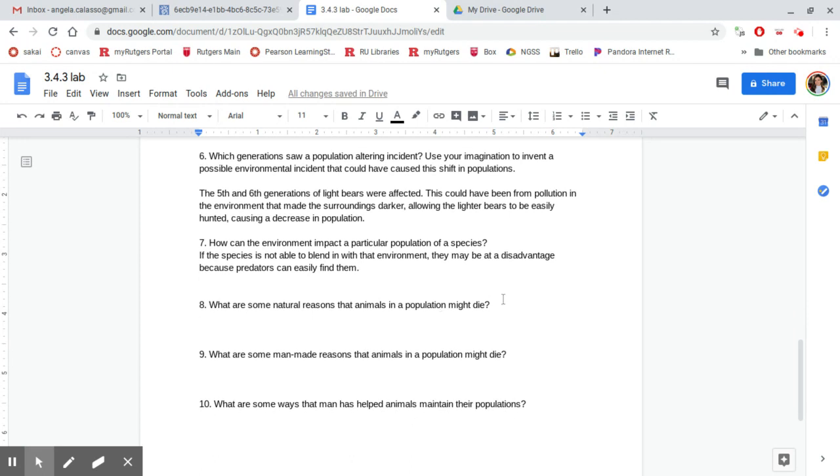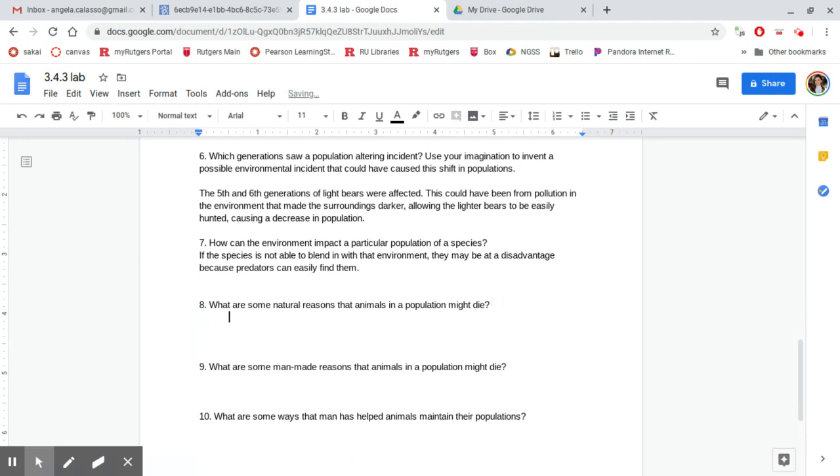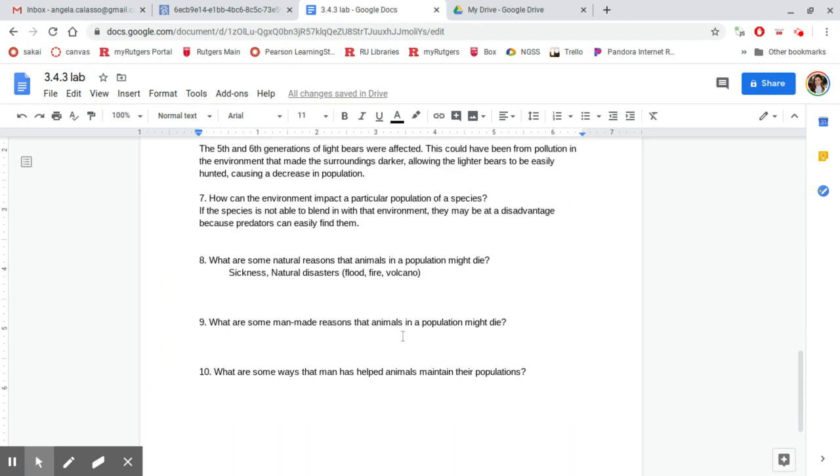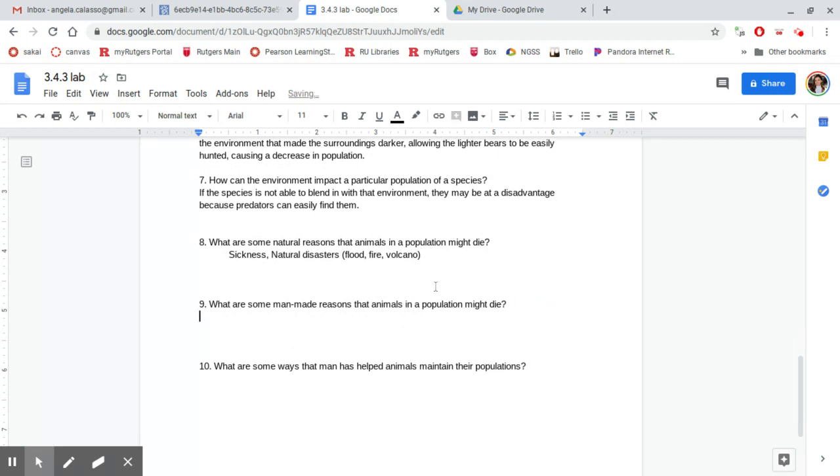Okay? What are some natural reasons that animals in a population might die? So, some natural reasons could be sickness, trying to think what else. Natural disasters. So you could put like a flood, fire, volcano in some areas, okay? I don't know if the naturals also, so maybe we could even put like predators.